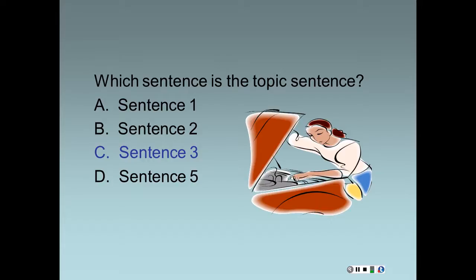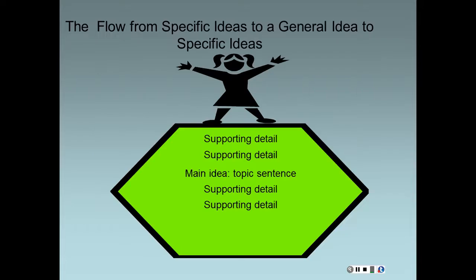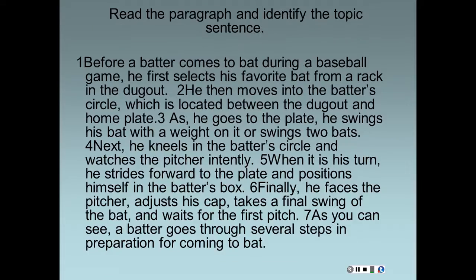Television news stories frequently begin with shocking details to hook the viewer and prevent channel surfing. The following diagram shows the flow of ideas. The ideas move from specific ideas, supporting details, to a general idea, the topic sentence, to specific ideas, supporting details. Now, read paragraph 4 and identify the topic sentence.